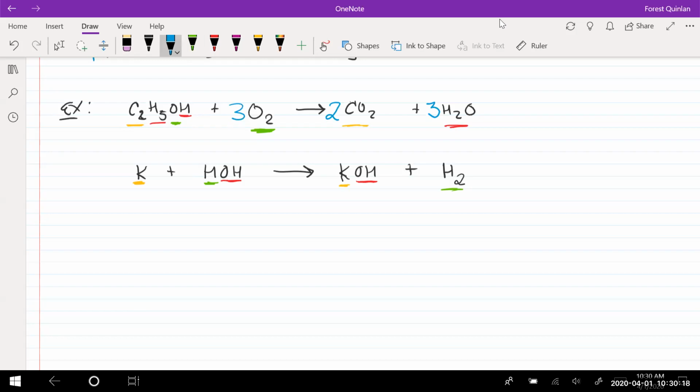Therefore, I need to put a 2 to balance out my hydrogens. But what does that do, Massey, to my OHs? On the left, I have 2, and on the right, I only have 1. So therefore, I need to put a 2. And what then does that do to my potassiums on the right? Yes, so you have to put a 2 in front of the potassium.